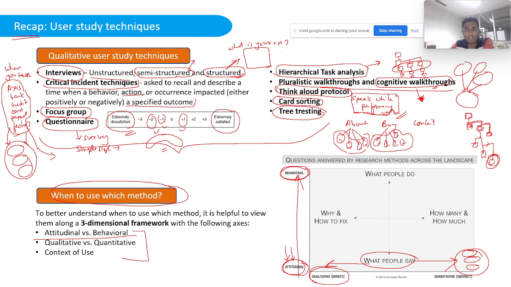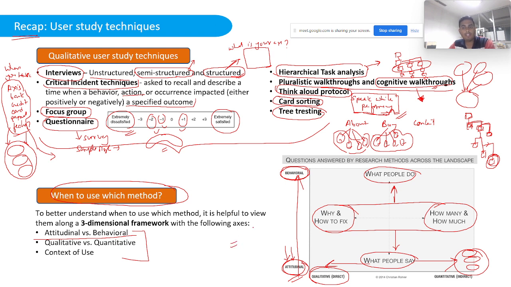So this three-dimensional framework helps you identify the specific user study technique for your study. If you look for how many or how much, you go for quantitative. If you go for why and how to fix, then you go for qualitative. Keeping that in common, if you want to see what people do, then you go for behavioral study. And if you just want to know what people say, then you go for attitudinal study. So this is how we choose.